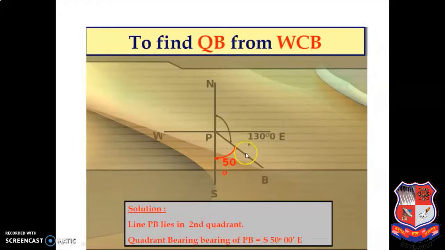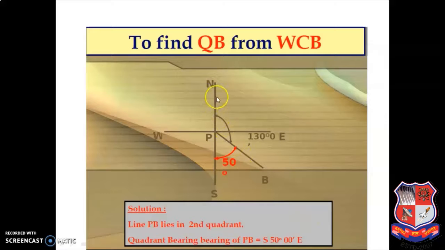Now take the second example. Here I have given the WCB value as 130 degree. And you have to calculate again the QB. So here what is your answer? Line PB lies in the second quadrant. You can see it in the second quadrant. So what is the quadrantal bearing of the PB line? It will be south 50 degree 0 minute east.